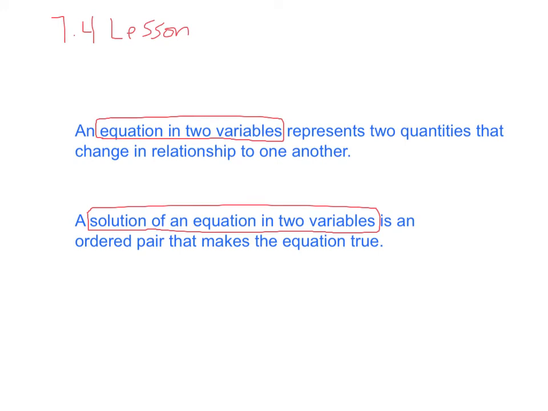So we begin with a couple of key vocabulary. One of them is an equation in two variables represents two quantities that change in relationship to one another. A solution of an equation in two variables is an ordered pair that makes the equation true. So in example 1, you'll learn what that means, and we're just going to go through one of them to check your understanding.